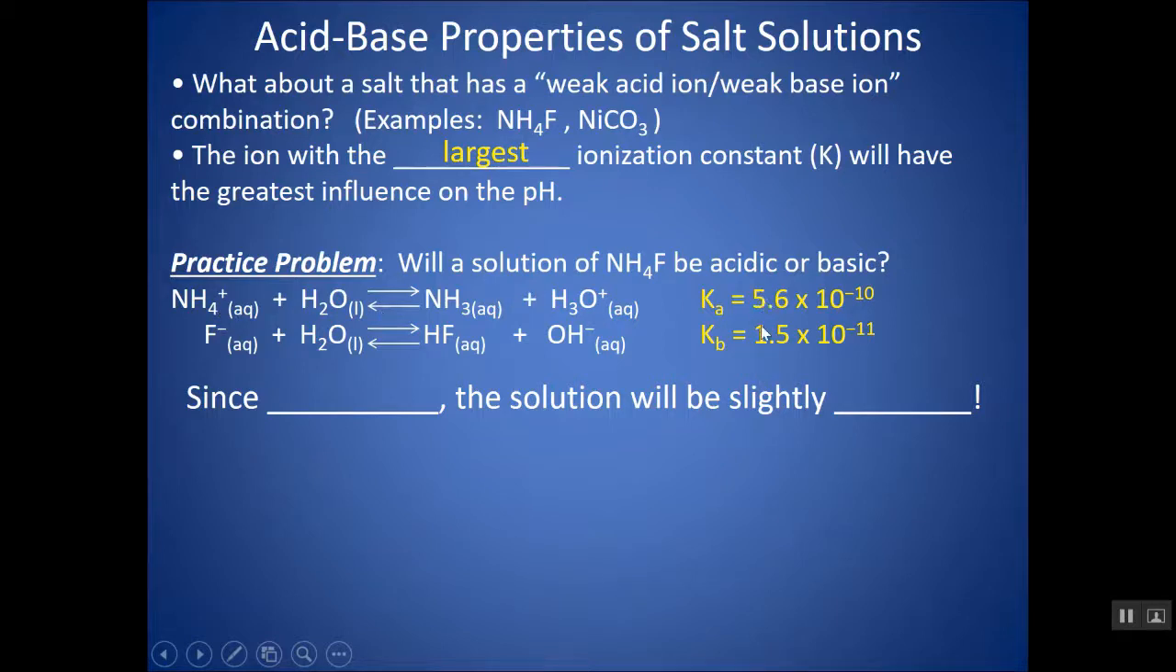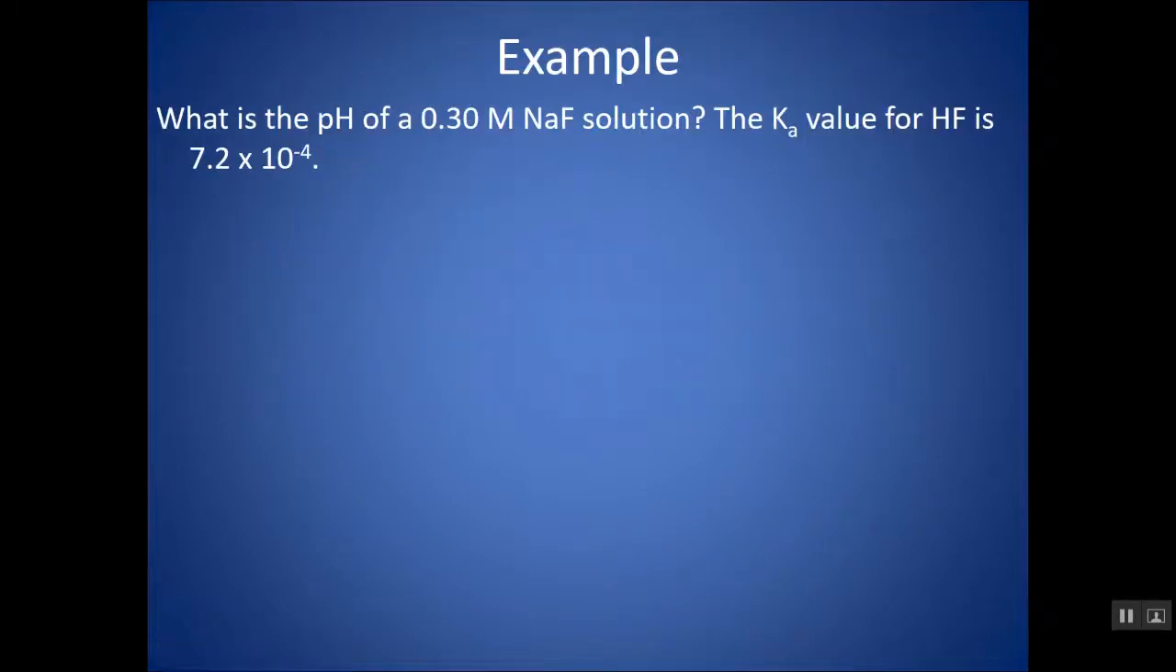So what's larger here? NH4+ has a larger K than F-. So the solution is going to be slightly acidic. Even though F- can act as a base, NH4+ is a stronger acid, so it would end up lowering the pH. This would be an acidic salt, the combination of these two things. Now you know how to figure out if a salt's acidic or basic. You can now do problems that are just like weak acid and weak base problems, but with salts.